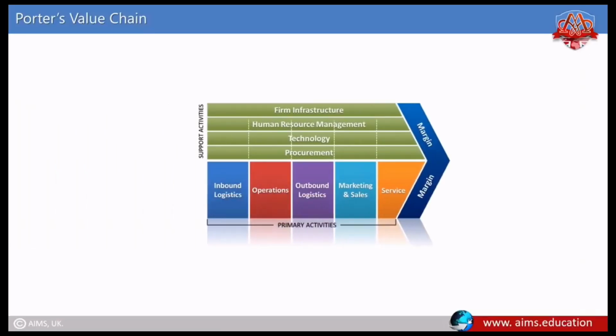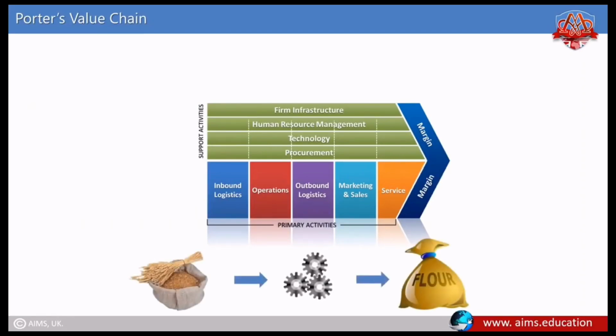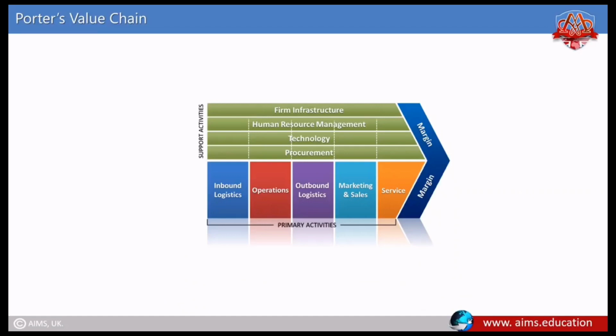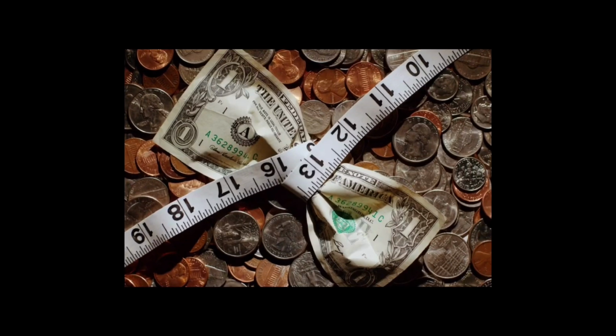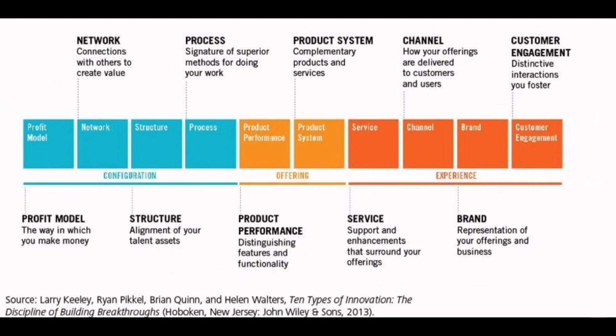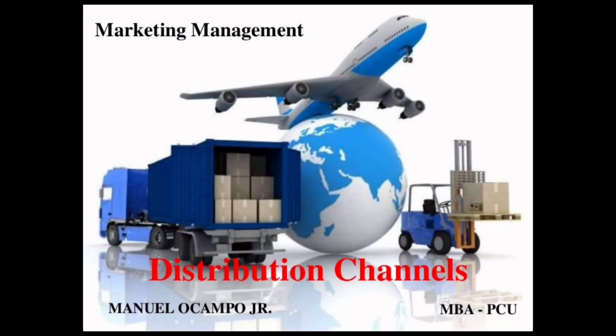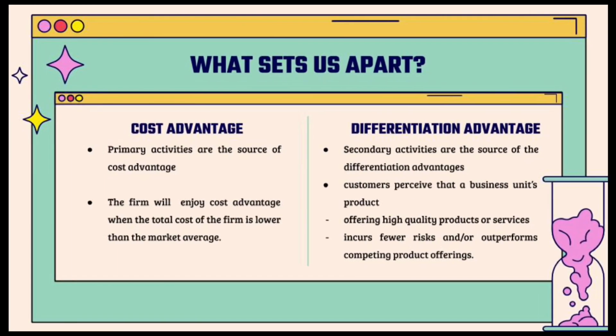Primary activities are the source of cost advantage because the cost can be easily identified for each activity and properly managed by the management. Meanwhile, secondary activities are the source of the differentiation advantage. The firm will enjoy cost advantage when the total cost of the firm is lower than the market average. Besides, it has opportunities to access low-cost raw materials, innovative process technology, low-cost access to distribution channels or customer, and superior operating management, including exploiting economies of scale in some particular markets.